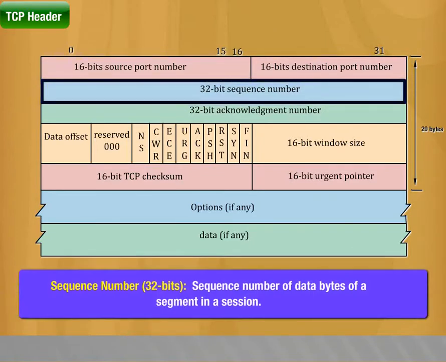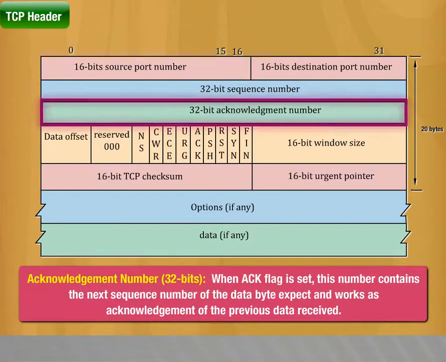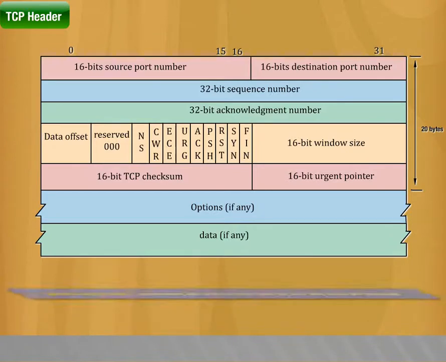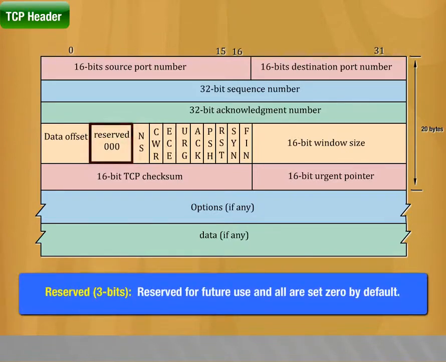Sequence number, 32 bits. Sequence number of data bytes of a segment in a session. Acknowledgement number, 32 bits. When ACK flag is set, this number contains the next sequence number of the data byte expected and works as acknowledgement of the previous data received. Data offset, 4 bits. This field contains two meanings. First, it tells the size of TCP header in 32-bit words. Secondly, it indicates the offset of data in the current packet in the whole TCP segment. Reserved, 3 bits. Reserved for future use and all are set to 0 by default.